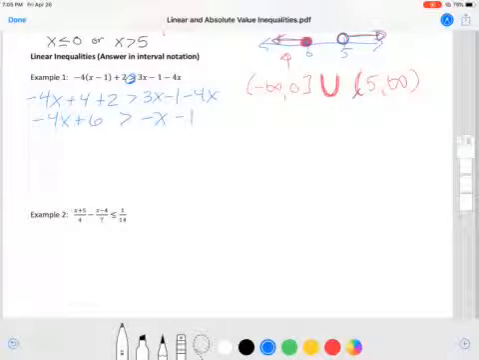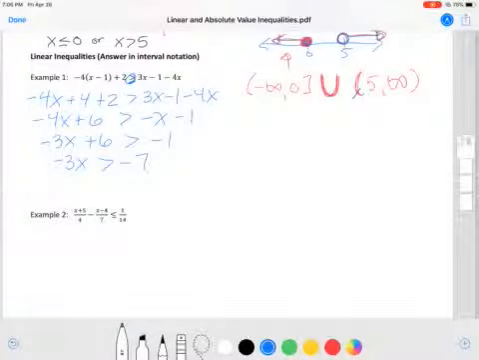Now, just like this was an equal sign, I want to get all my x's together on one side and all my constants on the other side. So I'm going to add x to both sides. That would give me -3x plus 6 is greater than -1. So I added an x to both sides. Now I'm going to subtract a 6 from both sides. And that's going to give me a -7 on the right.